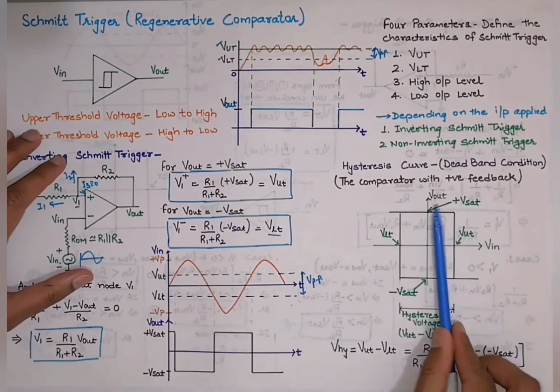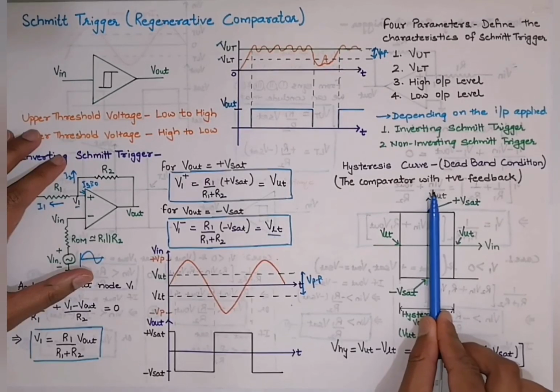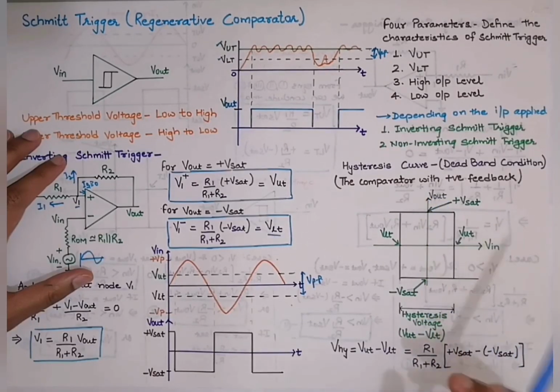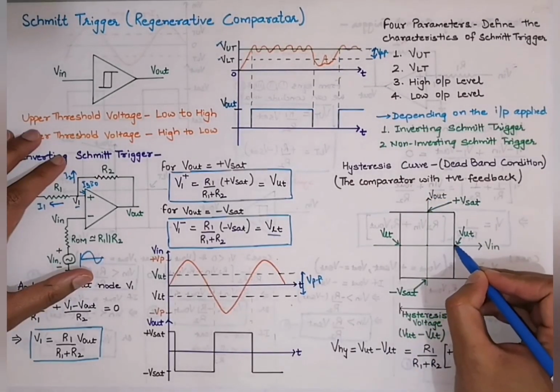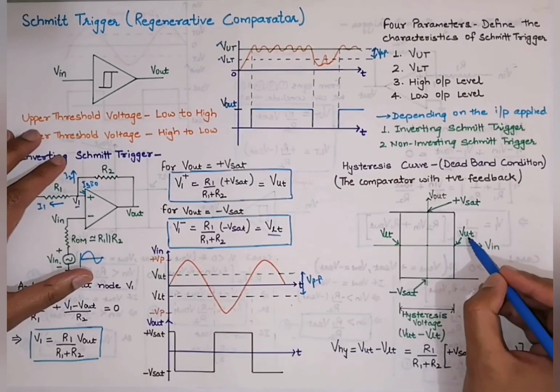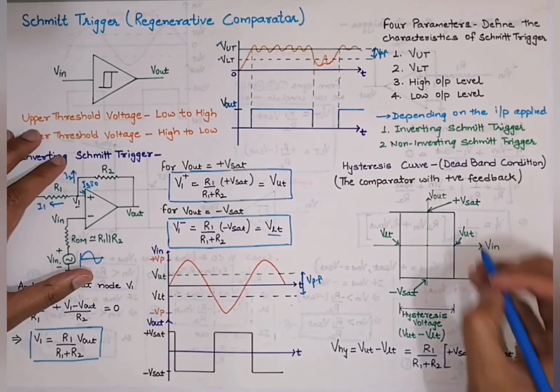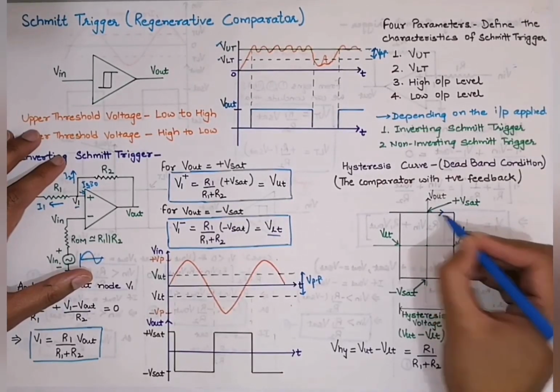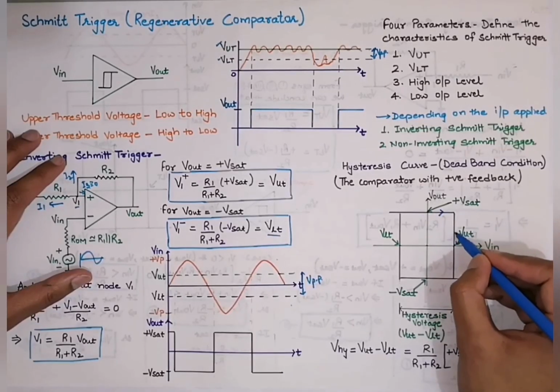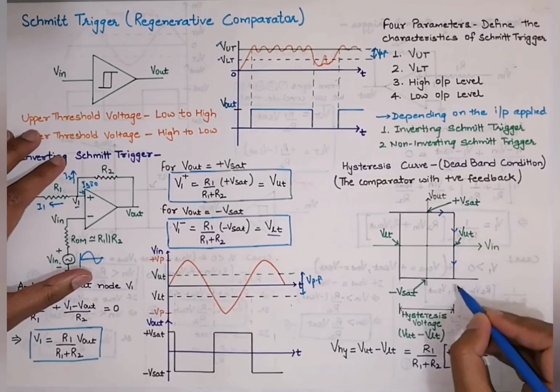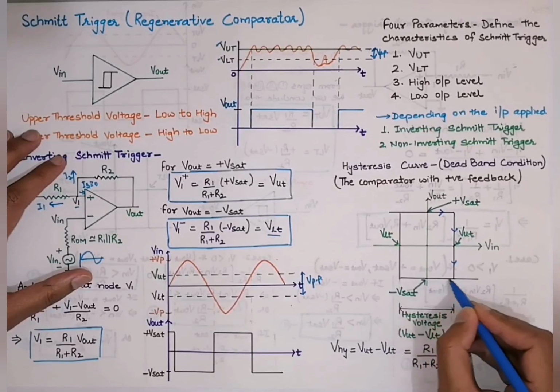As I increase my signal from 0 to a higher value, exactly at the point where my input signal has become equal to the upper threshold, my output will shift from plus V saturation to minus V saturation. As I am going in this direction, now at this point my direction will be this, and I will reach the value of minus V saturation.